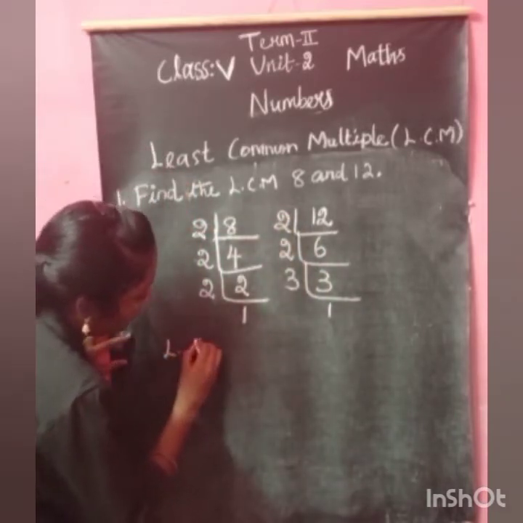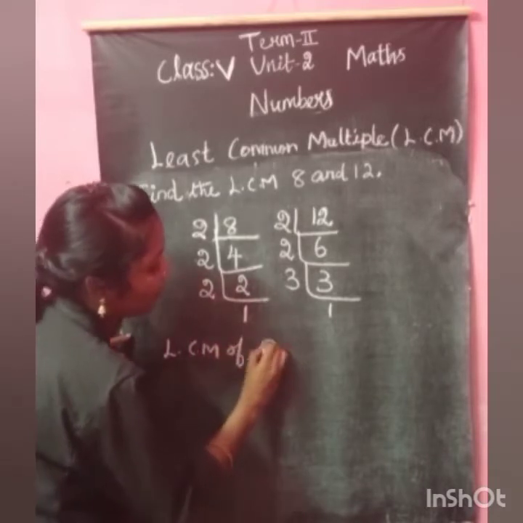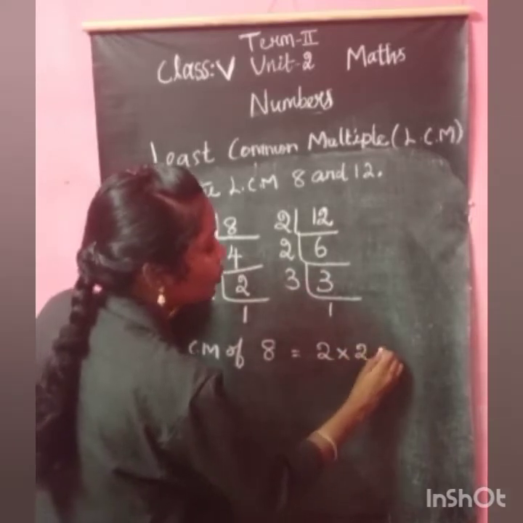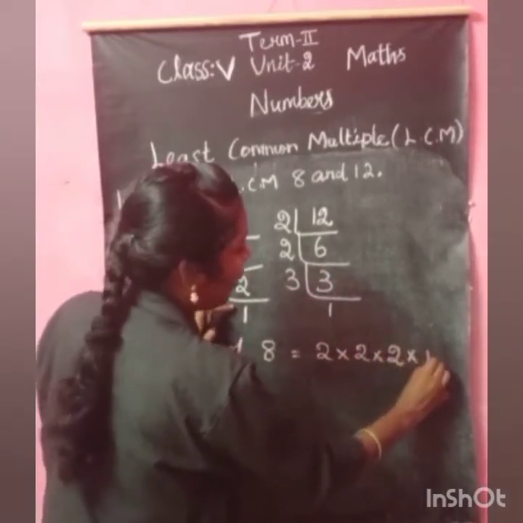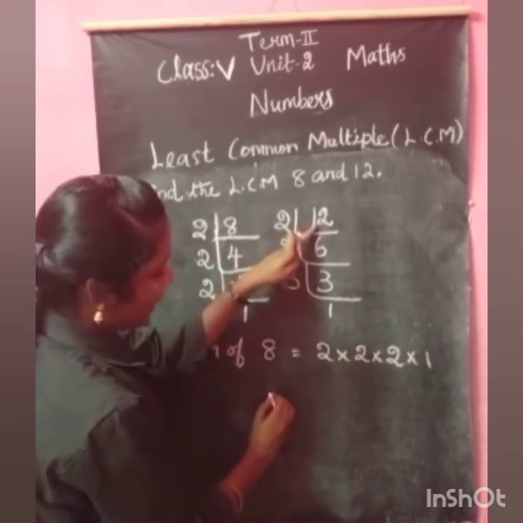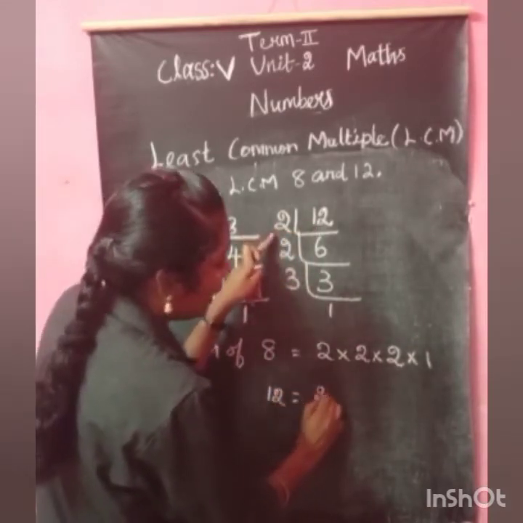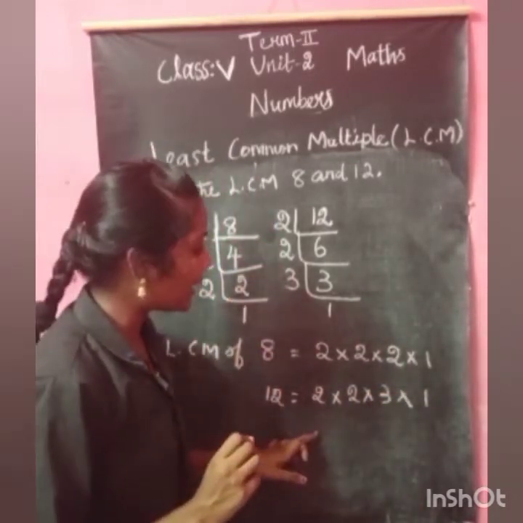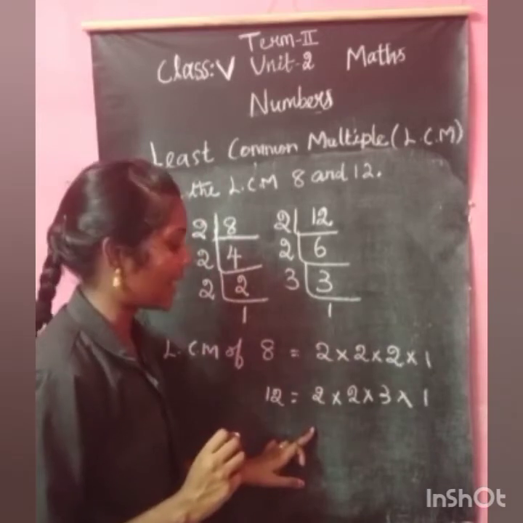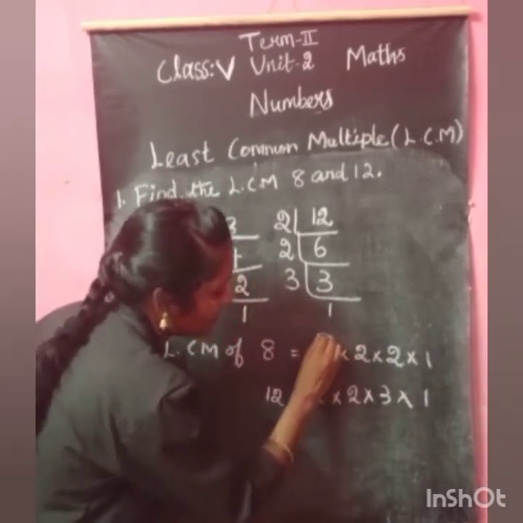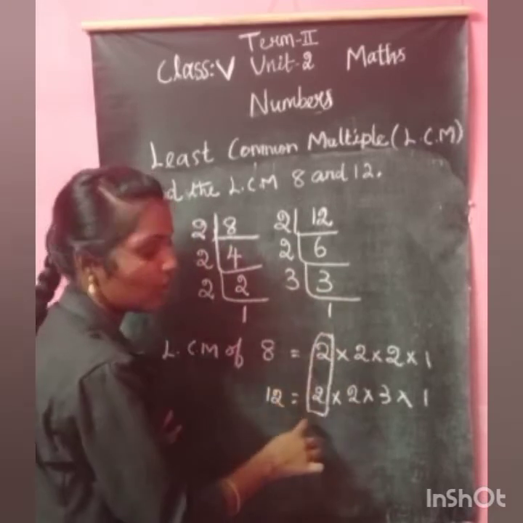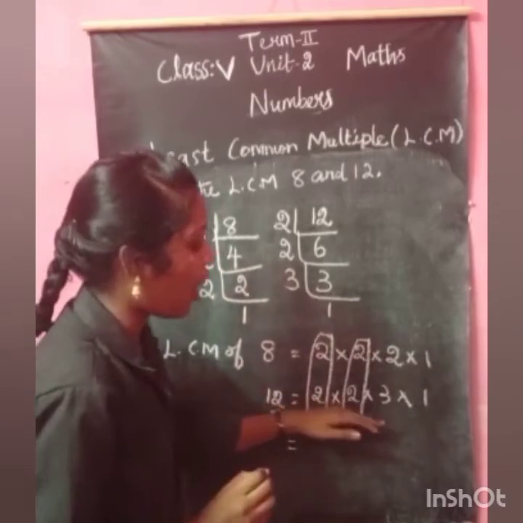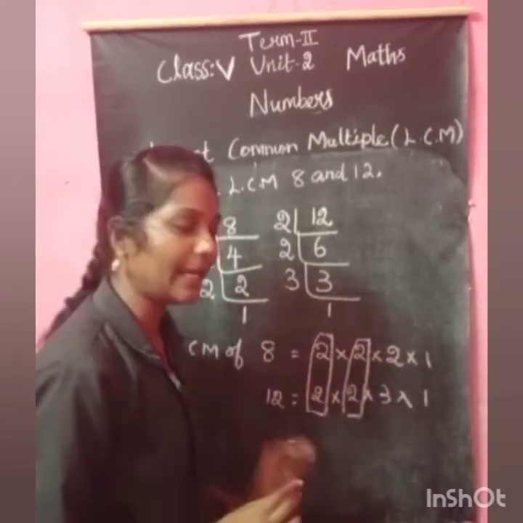Now write the factors. 8 is 2 into 2 into 2 into 1. Next, write 12: 2 into 2 into 3 into 1. Now write the common factors. The common factor is 2. 2 is common, here also 2, here also 2. Take the common factor and write the remaining numbers.